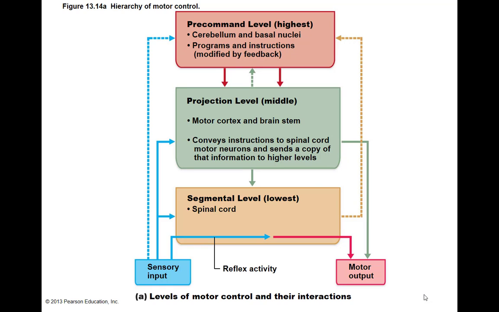There is also what's called a projection level. It doesn't take as long to get there, and it's our middle level where we can send sensory information. It just goes to the spinal cord, sometimes to the brain for a little bit of thinking, and then it sends information out.